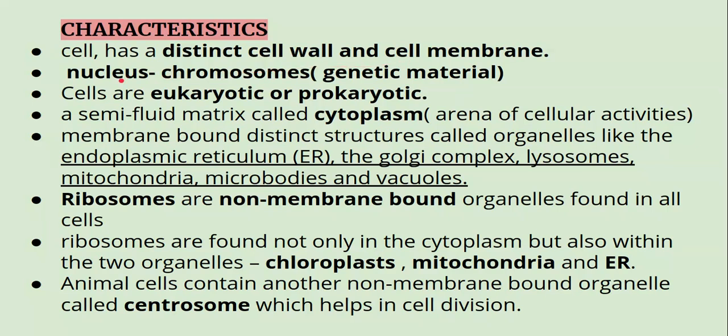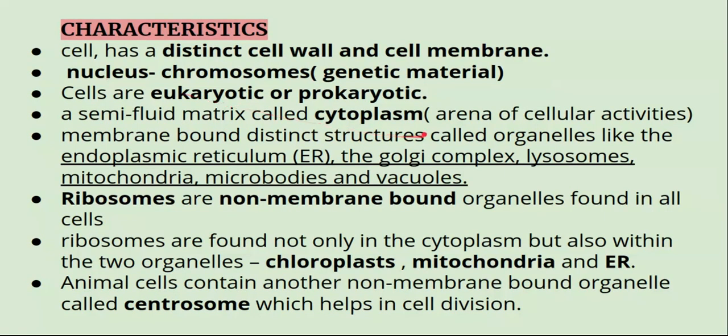Then we talked about the next important organelle found in the cell, and that is the nucleus. Now, a nucleus will be well defined if we are talking about a eukaryotic cell. But if we are talking about a prokaryotic cell, the nucleus is said to be not well defined. So we'll come to this. What is the meaning of a not well defined nucleus? You have studied that in your lower class, so we'll be revising that again.